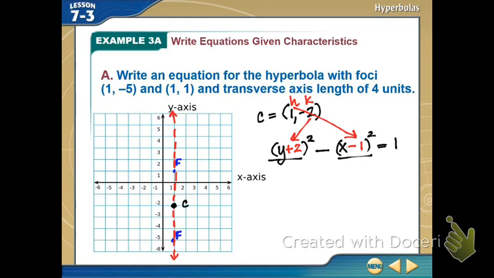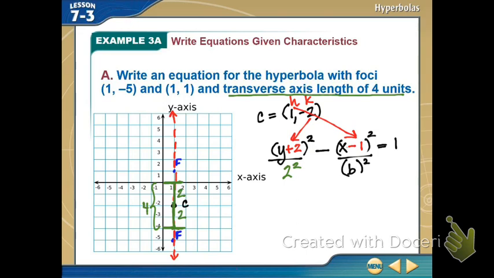It says that the transverse axis length is 4 units. And that means that the size of the box is 4 total units tall. What that tells me is that A is 2, right? 2 units up and 2 units down. So since that's a vertical distance, it goes underneath Y, 2 units up and 2 units down. So what I need to solve for is this guy, so we'll call that B.